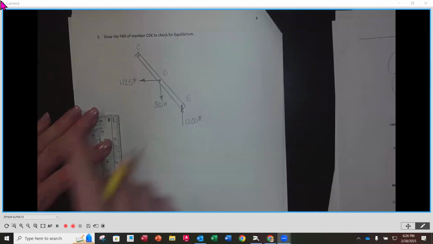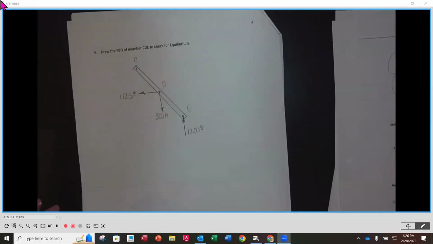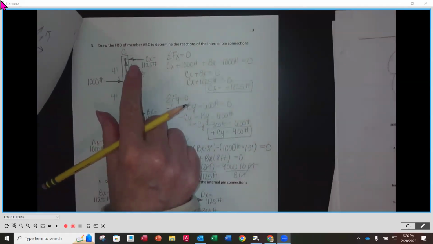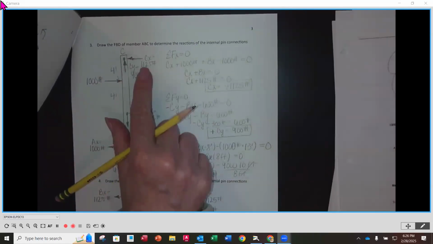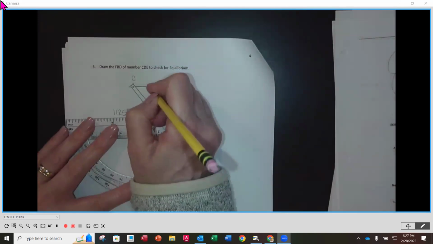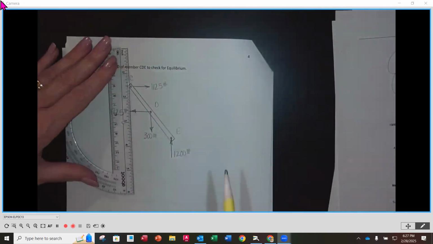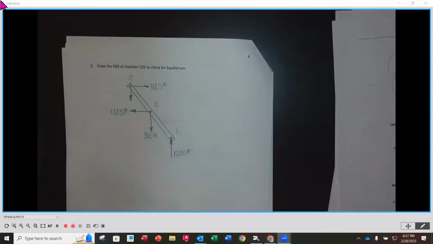Now we're going to go up to C. If we go back and look at C here, the confirmed directions were CX going to the left, 1125, and CY going up. So on the next member, they're going to be opposite directions, same magnitude. So CX is going to go to the right, and that was 1125. And CY is going to go down. I think it was 900, right?